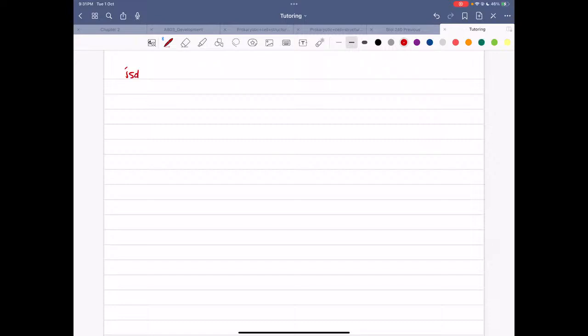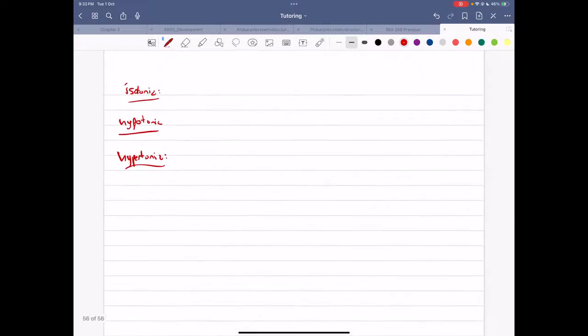Isotonic, hypotonic, and hypertonic. In isotonic, you have no net flow. What does no net flow mean? It does not mean water is not moving. Water is still moving in and out, but the net flow is zero, because everything moving in and moving out is moving at the same rate.